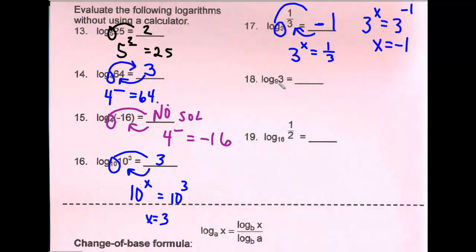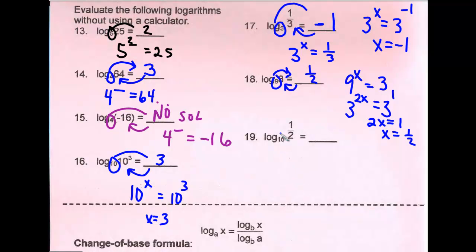Number 18, 9 to some power equals 3. I can rewrite 9 to be 3 squared, but I still have to multiply 2 by the x. And 3 is really 3 to the first power. So now I set the exponents equal to each other, and x equals 1/2.